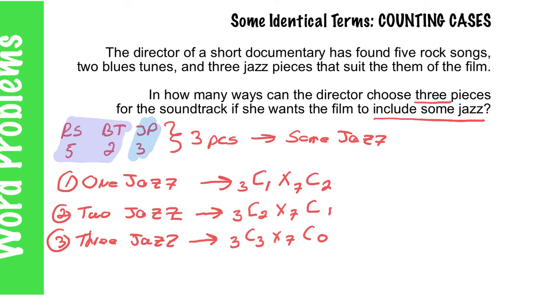So then it's a matter of solving each case. And we get 63, 21, and 1. You total those up, and this will be 85 possible ways.